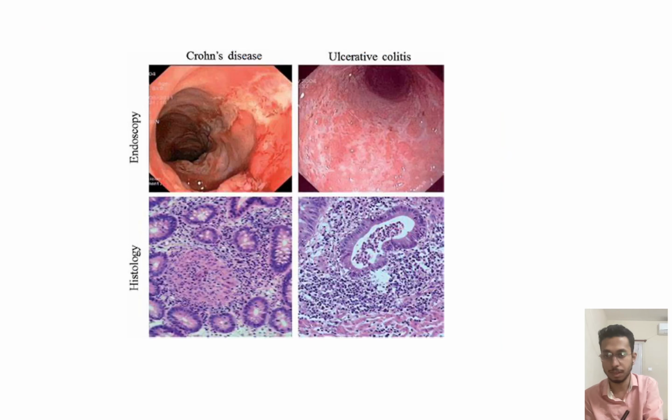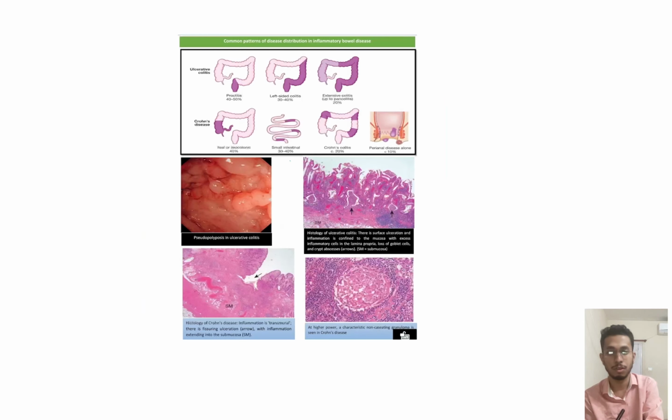So again, this is the endoscopic image of Crohn's as well as ulcerative colitis. Crypt abscess, crypt lesions, these things are features of ulcerative colitis, whereas granuloma formation is a histopathological feature of Crohn's disease. All right. Okay. So, here you can see pseudopolyps in ulcerative colitis, which are usually absent in case of Crohn's disease. All right. Okay. And there again you can see a granuloma. Granuloma is very specific for Crohn's disease, but it can be seen in ulcerative colitis too. Okay.